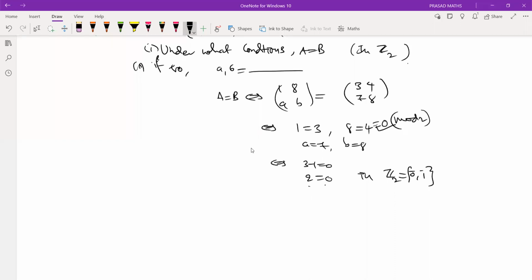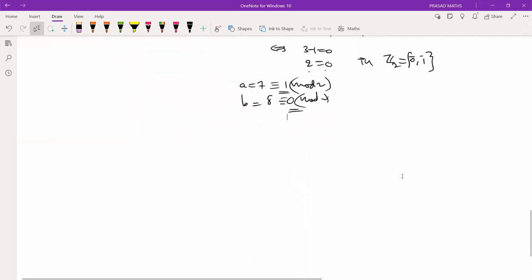Second answer, in the field Z2, what is my a? My a is actually 7, but this is congruent to 1 modulo 2, so my a is actually 1. What is my b? My b is actually 8, but we are working in the field Z2, therefore this is congruent to 0 modulo 2. So the answer is a equals 1, b equals 0. Is it clear?